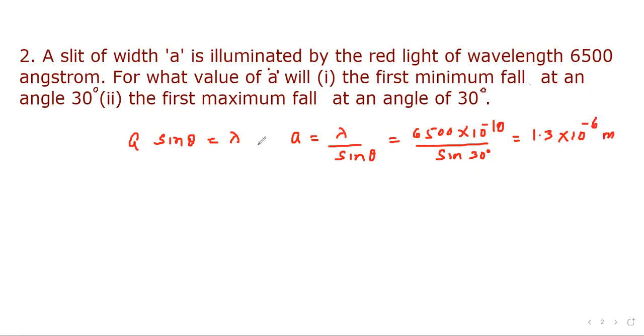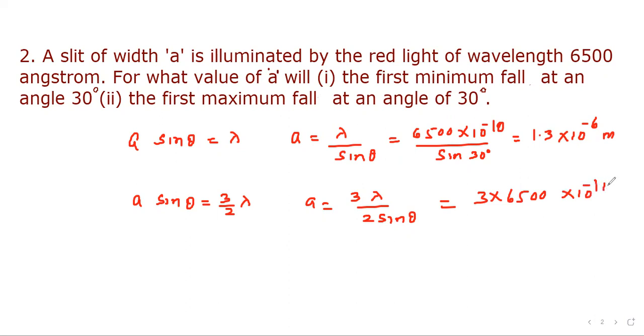Now we consider the first maximum. So condition for first maximum is a sine theta equal to odd multiple of lambda by 2. So here 3 by 2 times lambda. So we have to find out a. So it will give 3 lambda divided by 2 sine theta. Now we put the value: 3 into 6500 times 10 to the power minus 10 divided by twice of sine 30 degree, that is 0.5. So this will come out to be 1.95 into 10 to the power minus 6 meter.